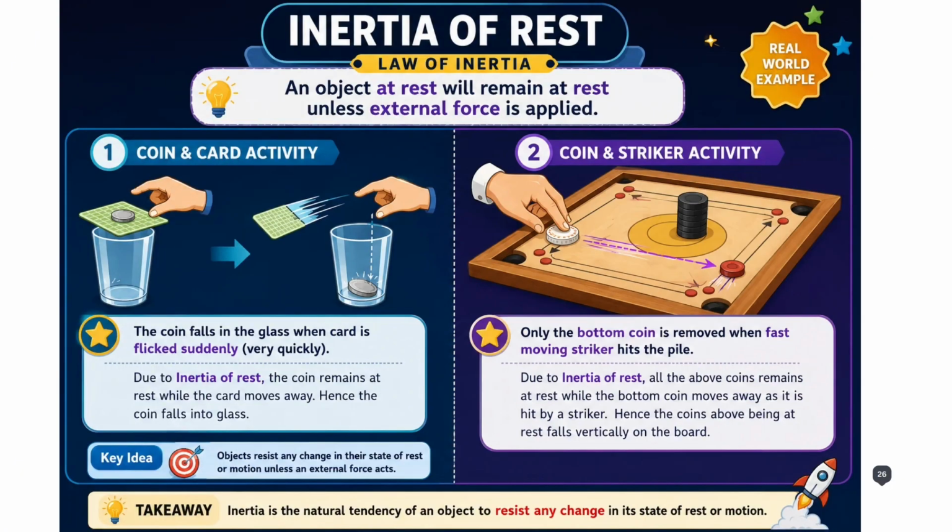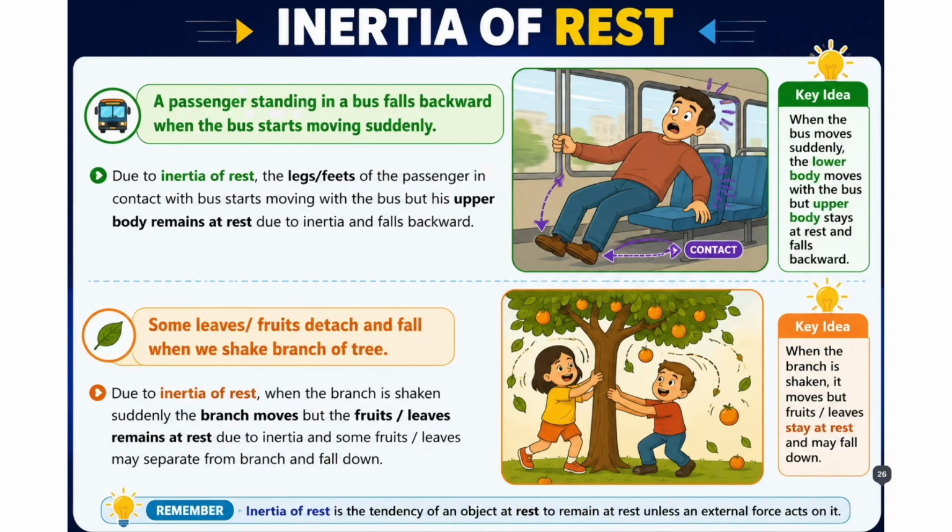Now next slide. Okay, the bus passenger. Look at the first scenario on the screen. Have you ever noticed what happens when you are standing in a stationary bus and it suddenly starts moving forward? You instantly fall backward. Why does this happen? Because of the inertia of rest.